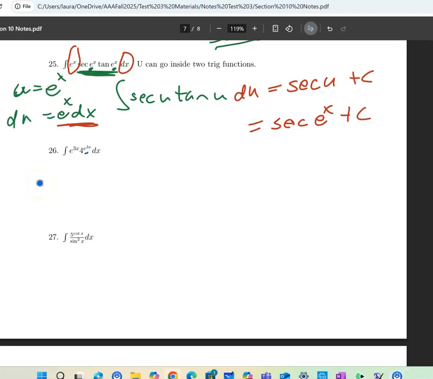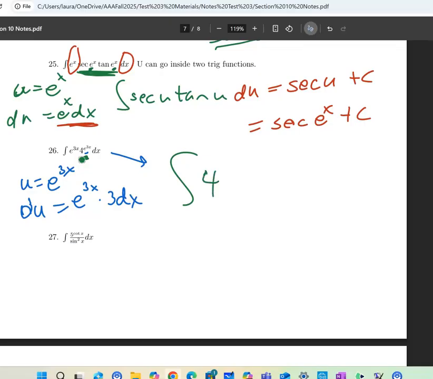So I'm going to let u equal the thing that's inside the 4 function. So du will be e to the 3x times 3. So let's think about this. The e to the 3x, so that's 4 to the e to the 3x. That gives me 4 to the u, right, by putting the u in there.